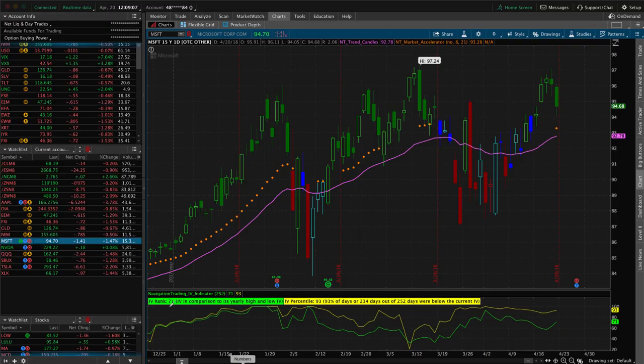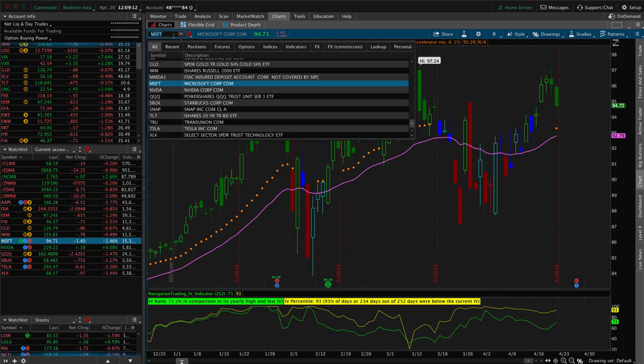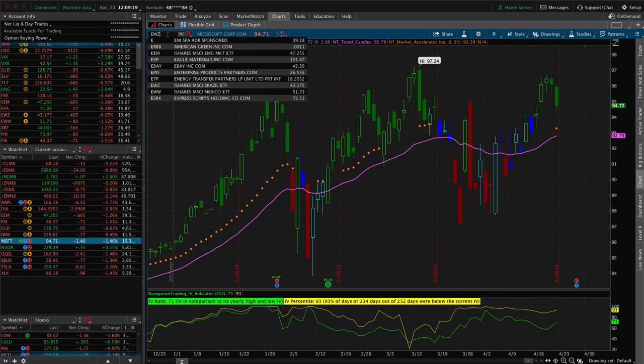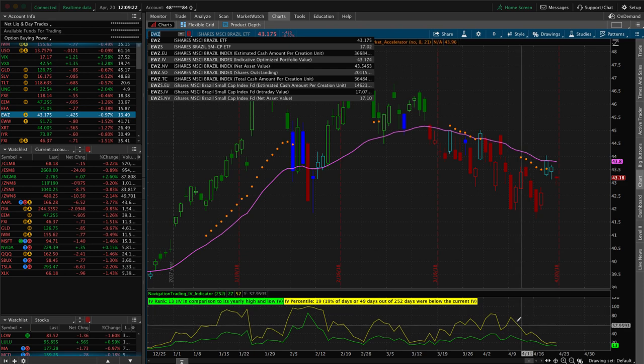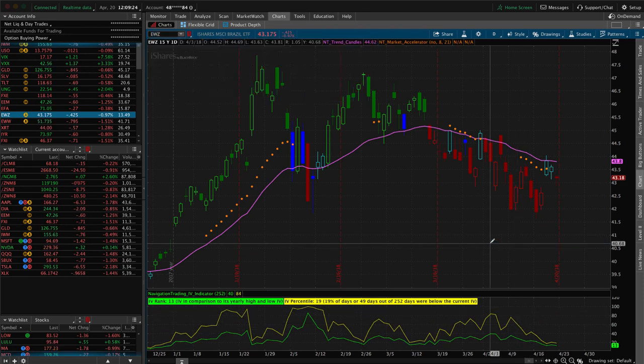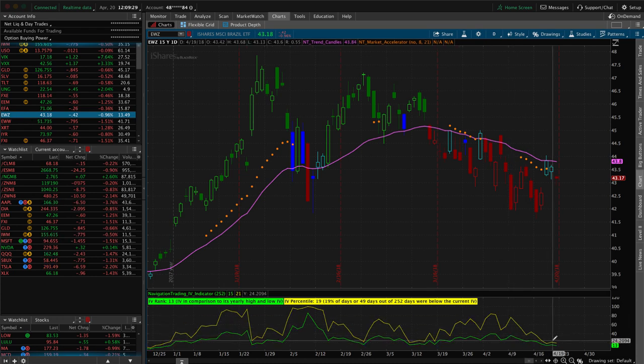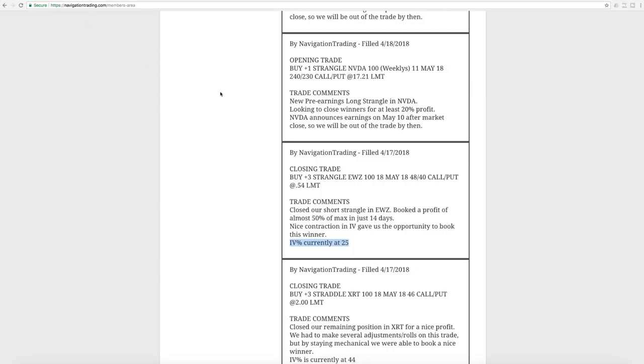If we take a look at the charts, let's take a look at EWZ and I'll show you the contraction in implied volatility. So you can see here, we put this on obviously when implied volatility was higher. We've had it just slide down in contraction. Price stayed in a decent range. We were able to book a nice winner in a very short period of time. And that's the power of putting trades on in high implied volatility and waiting for them to contract.